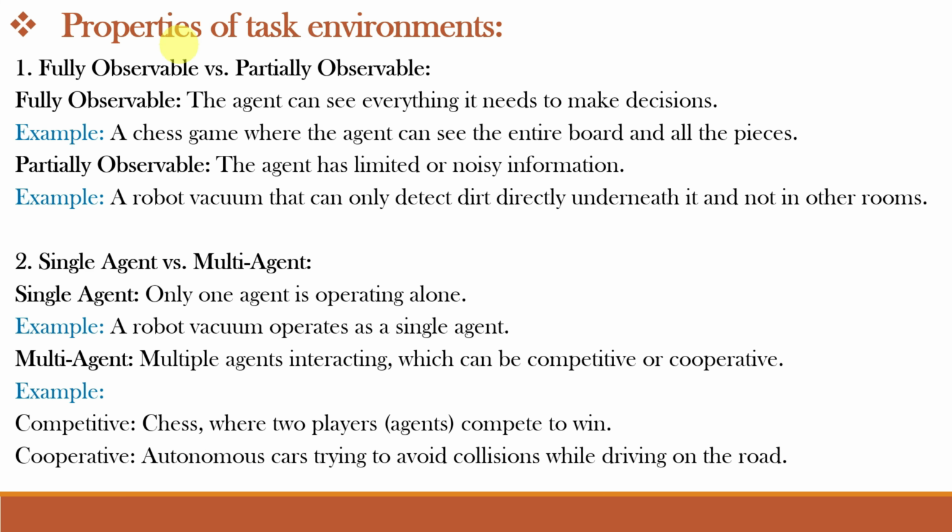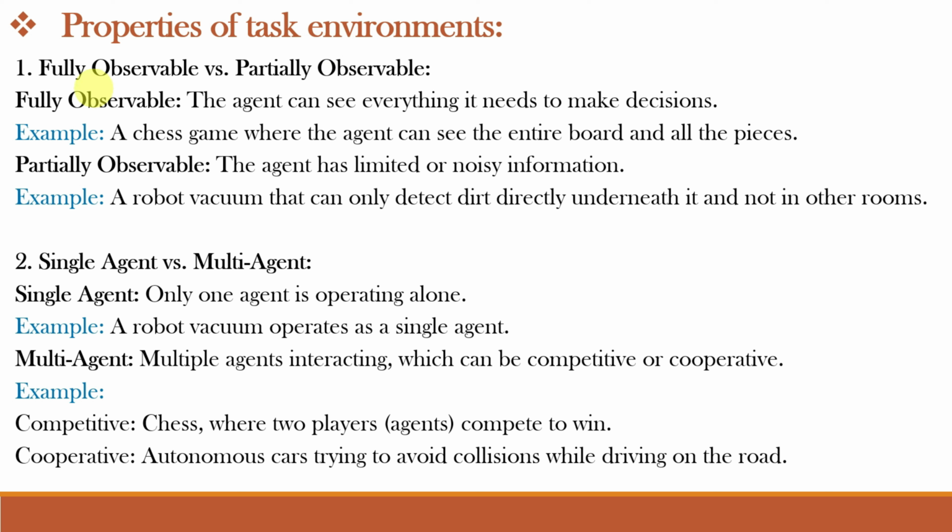Now let us understand the properties of the task environment. See, the properties of task environment refer to different characteristics or features that define the nature of the environment in which the intelligent agent operates. And these properties help in understanding the complexity and type of the environment, which in turn influences how agents should be designed and what techniques can be used for their implementation. Let us understand these properties with examples.